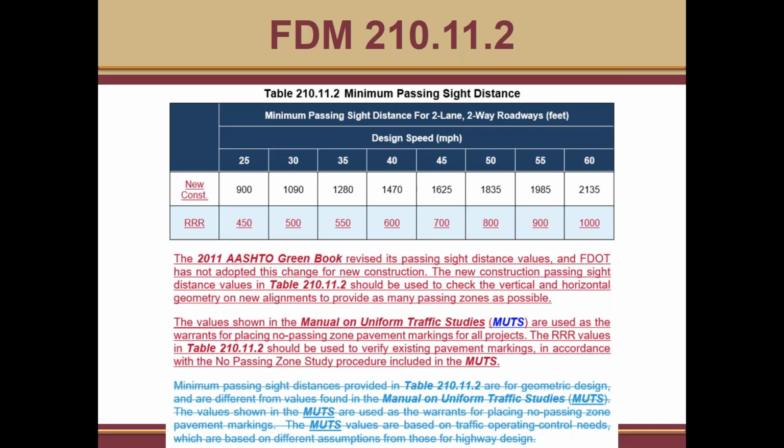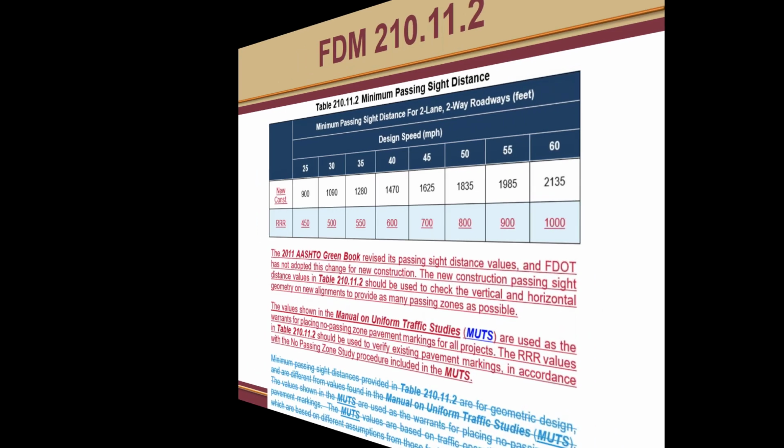After much deliberation on this topic, we at the department came to the decision that we did not have a compelling reason to update our values here for new construction. We want to maintain the more conservative values for our new alignments. However, for resurfacing projects, we have now adopted the 2011 AASHTO values for our 3R criteria. So the table and the text edits shown here are all related to that issue.